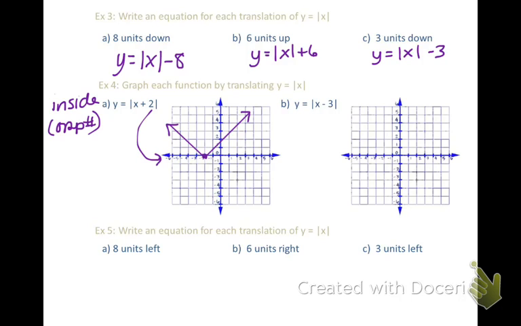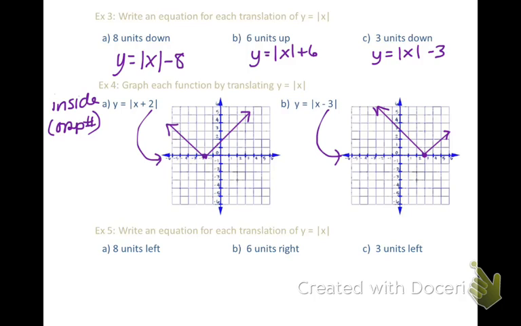So let's look at B. It's a negative 3, so the opposite would be a positive 3. And I'm going to draw my V. And there you go.